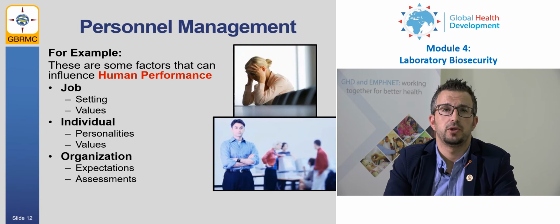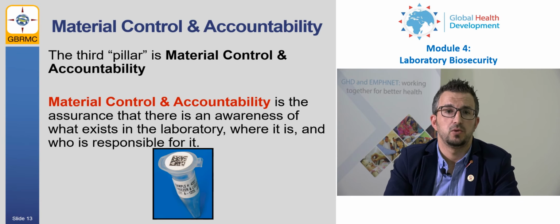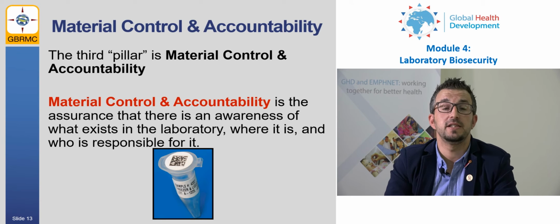The third pillar, we will talk about material control and accountability. This gives the assurance that there is awareness and we have information about each biological material and toxin inside the institution. And also, where is this biological material, who is responsible for it, and how many samples we have. This is very important when we talk about biological material and toxins.